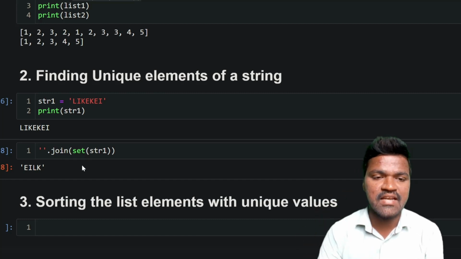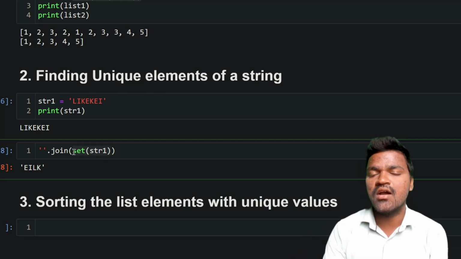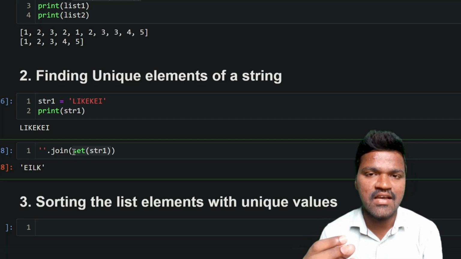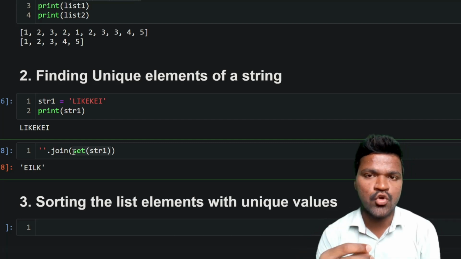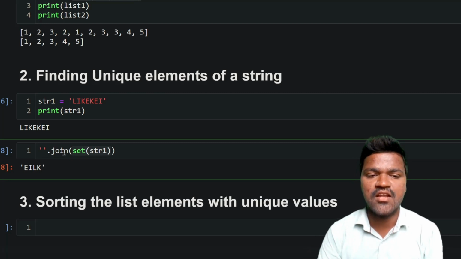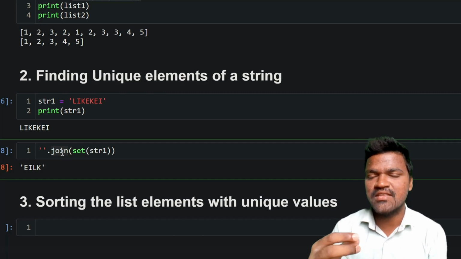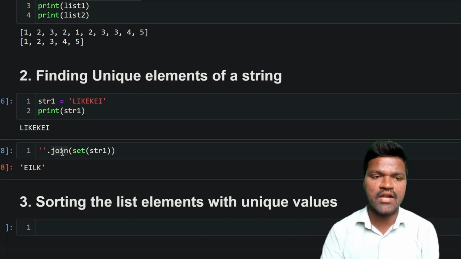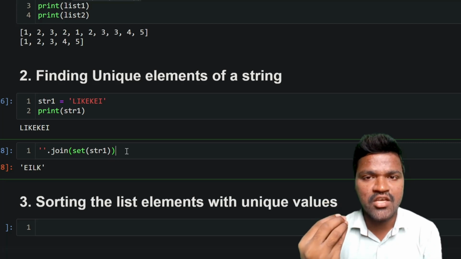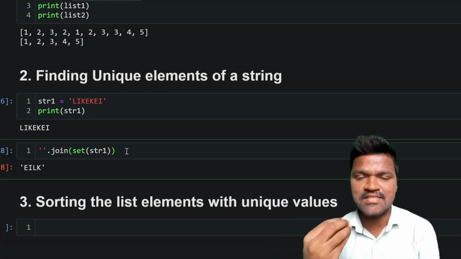So by using this set method, by passing the string which may have duplicate values, we can remove those duplicate values and get the unique values of a string. In order to get back the string from the set, we can use this join method to join all the characters that are present in the set. So I hope you can understand how we can remove the duplicate values, find the unique values of a string, and combine all the characters in the set.